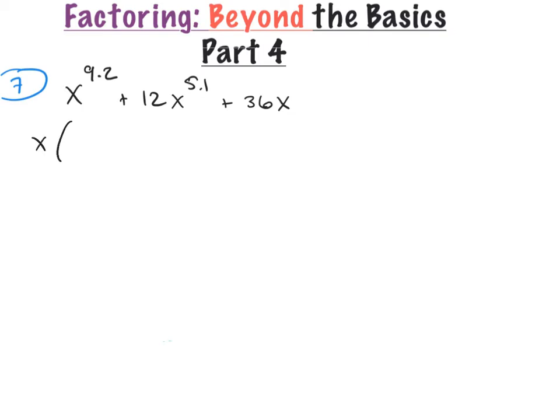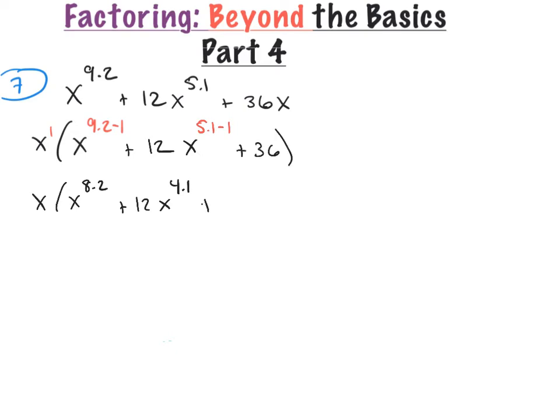Now remember, when you're factoring this out, you're subtracting. So this is 9.2 minus 1, which would be x to the 8.2. The middle term would be x to the 5.1 minus 1 from the 1x. So this would be 12x to the 5.1 minus 1, which is 4.1. And then finally, 36x, when we factor out the x, is just 36. So plus 36.